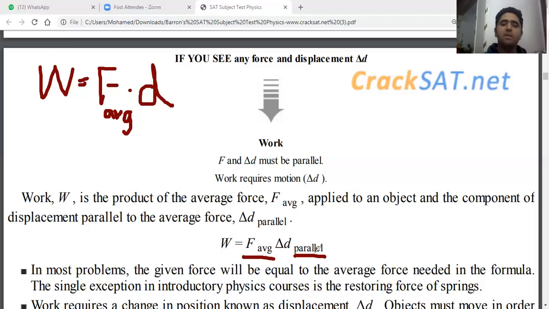That means we're going to multiply the average force by the distance that is parallel to that force. So if I have a car, a very weird car, but let's just say a tire, and there's force exerted on that tire, and the tire moves in that direction, I'm going to multiply that force with that distance, because the displacement is moving in that direction, and therefore we can use this displacement.